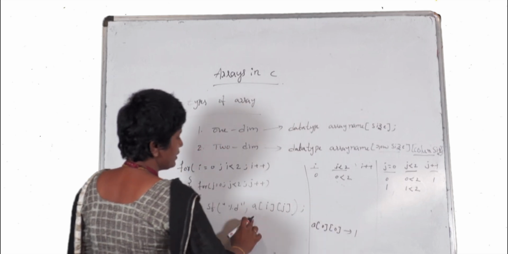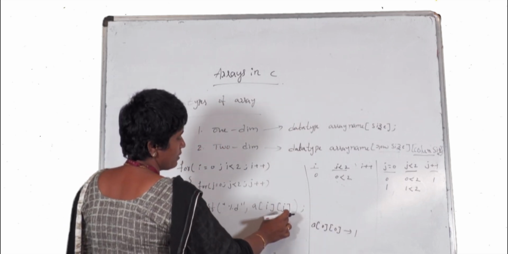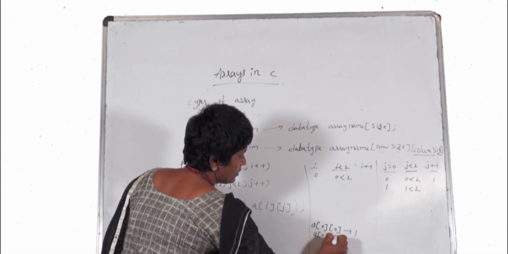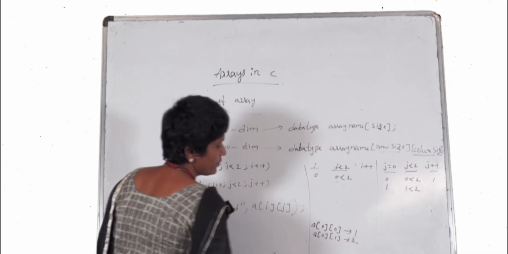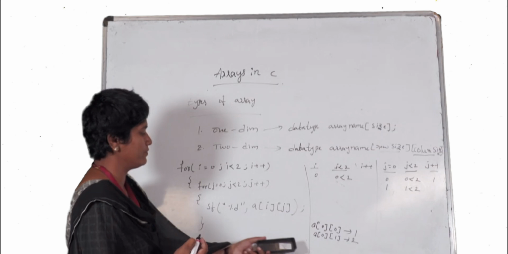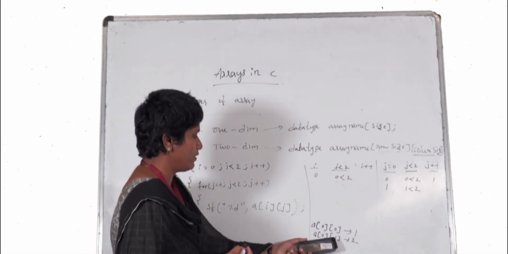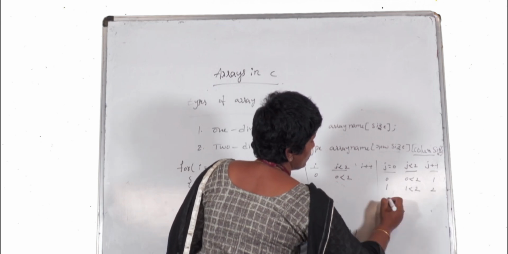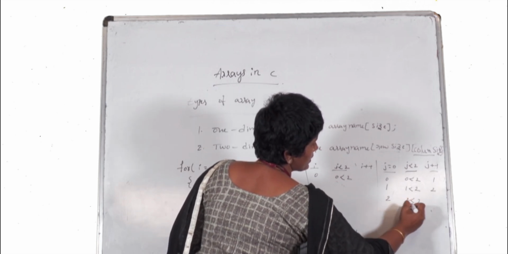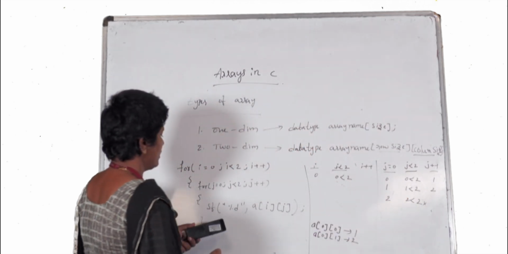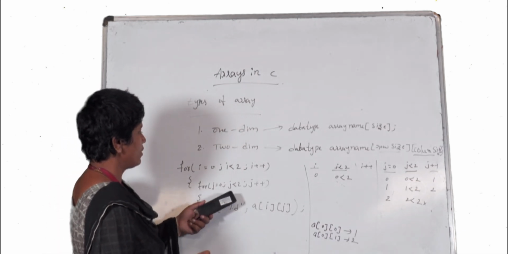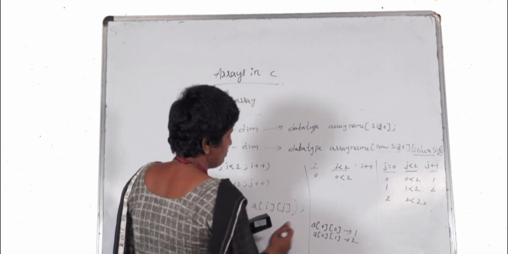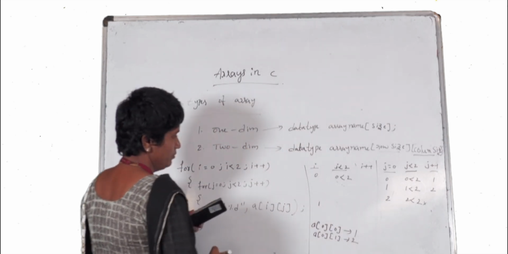So it will read the same a of i and a of j values. The i value is 0. The j value is 1. So I will give 2. A of 0, 1 value is 2. Now j becomes 2. 2 less than 2. This condition is false. So exit from the inner j loop. Now it will go to the updation part. That means i plus plus. Now i becomes 1.